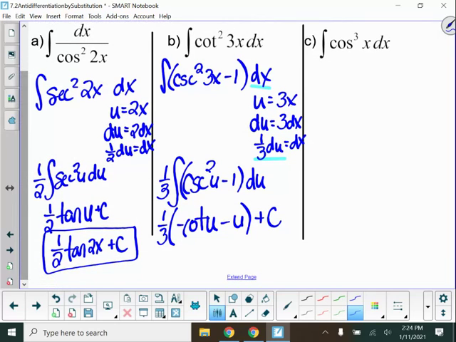Now here's where things get interesting because I do have to put in the 3x for both of the u's. So this is 1/3 times negative cotangent of 3x minus 3x.